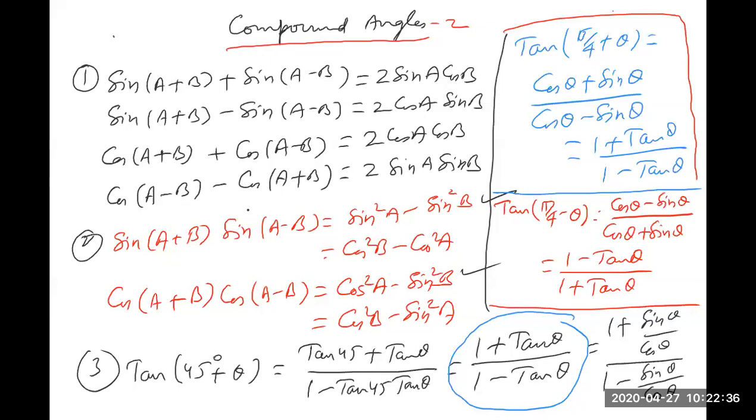Next, I am taking one or two questions based on that. One question is: find the value of sin theta plus sin (2 pi by 3, means 120 plus theta) minus sin (120 degree minus theta). This is equal to how much? That we have to find.